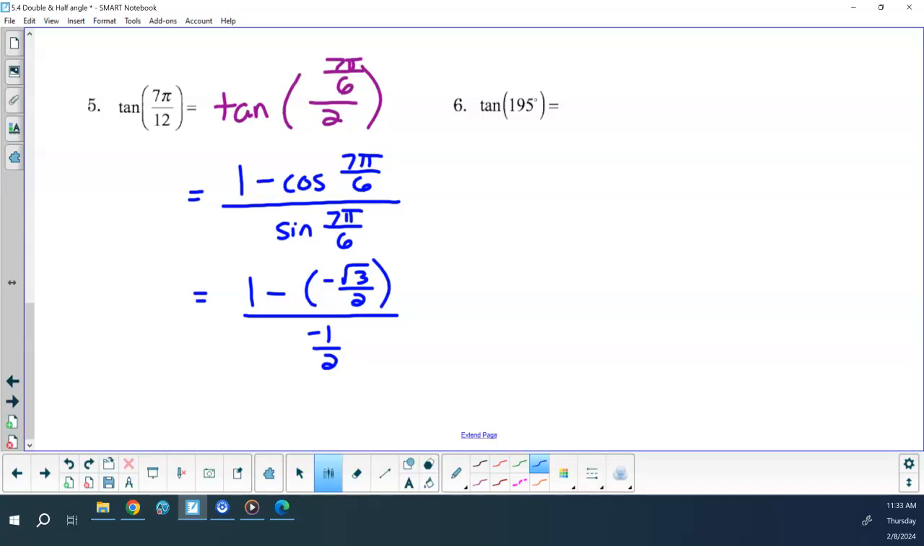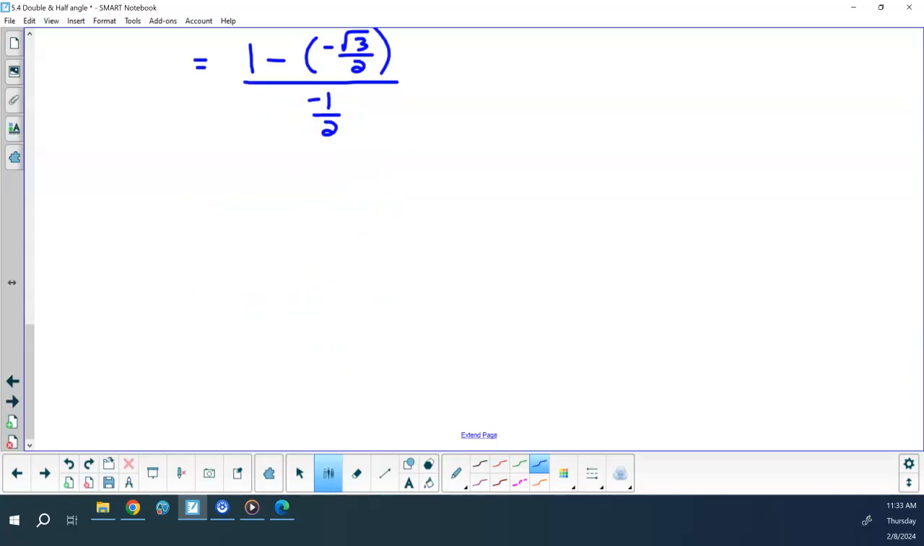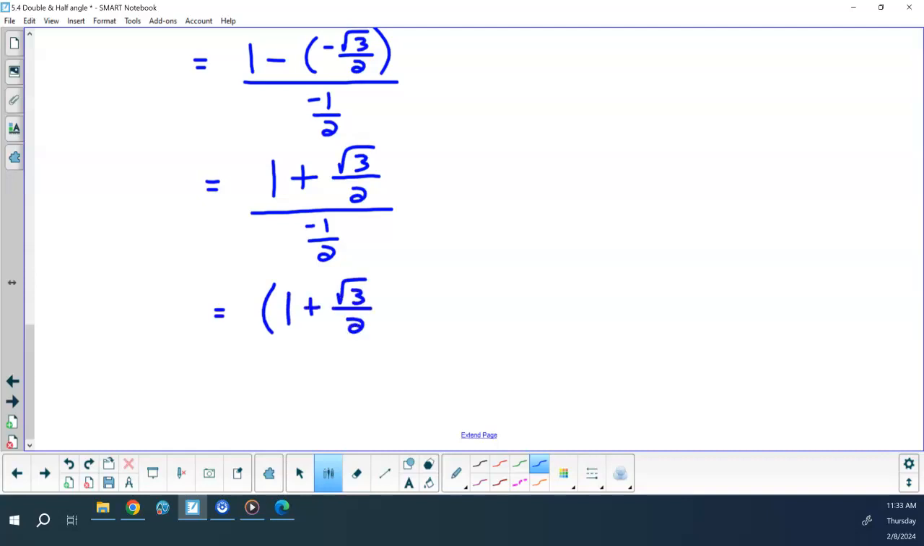Keep going. Well, I would like it first to make it 1 plus. Okay. Sure. Because it's minus and negative. Uh-huh. So back to that keep change flip now or later? Now. Okay, let's go now. So then that's going to be 1 plus the square root of 3 over 2 times what? Times negative 2?